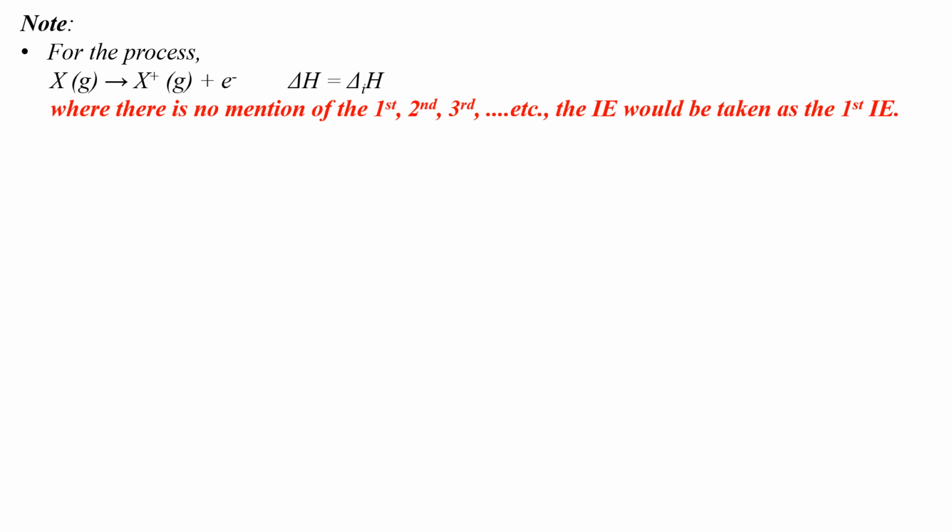Now look at the enthalpy change delta H corresponding to this process. It is given as equal to delta IH. Here there is no specific mention about the number of the ionization enthalpy corresponding to this process. It is not specifically mentioned whether the value corresponds to that of first ionization enthalpy, second ionization enthalpy, third ionization enthalpy, and so on. So in that case, we assume that delta IH is a value that corresponds to the first ionization enthalpy of the process X gives X plus plus electron.